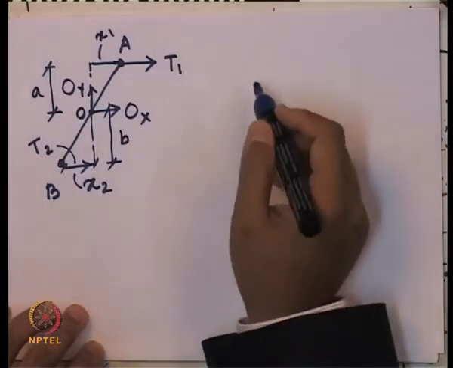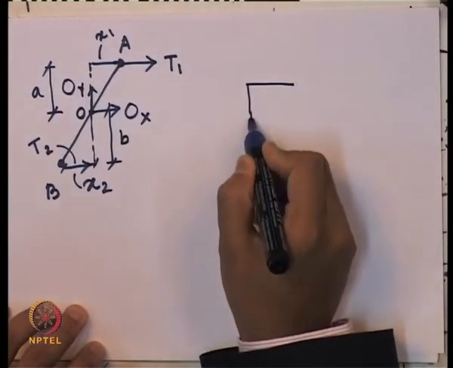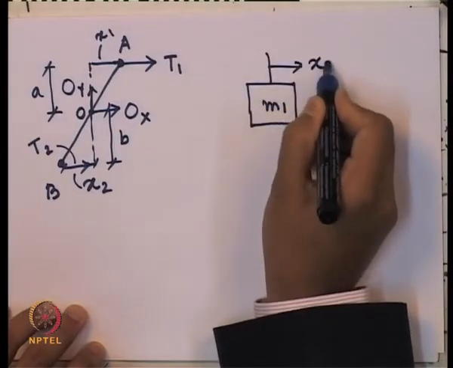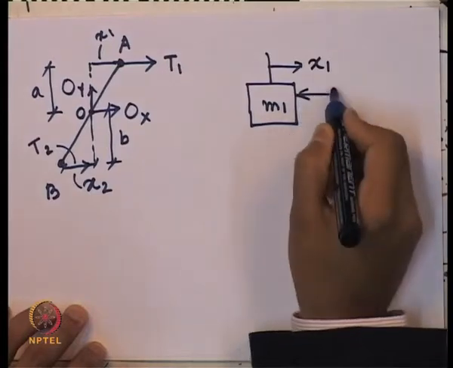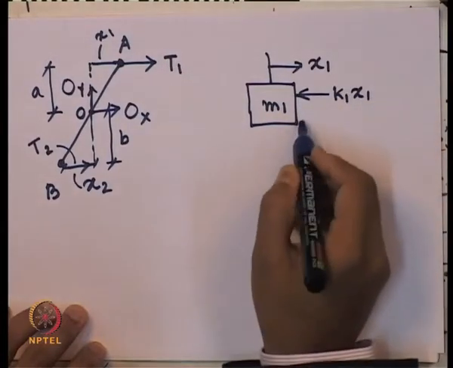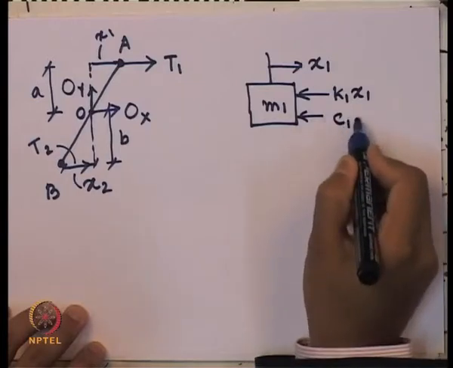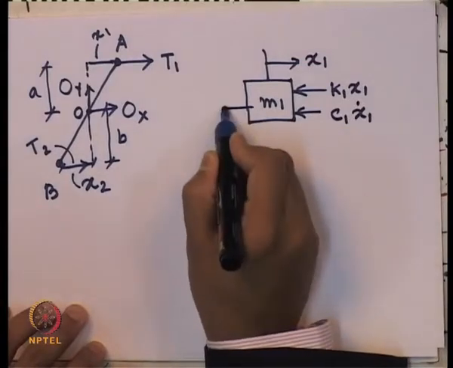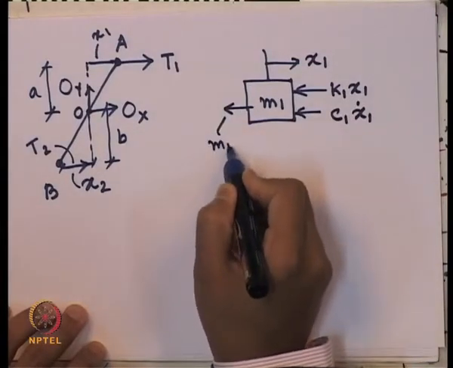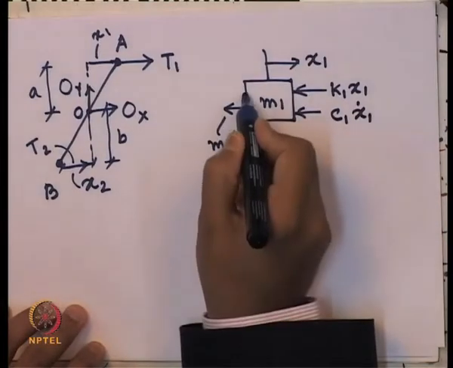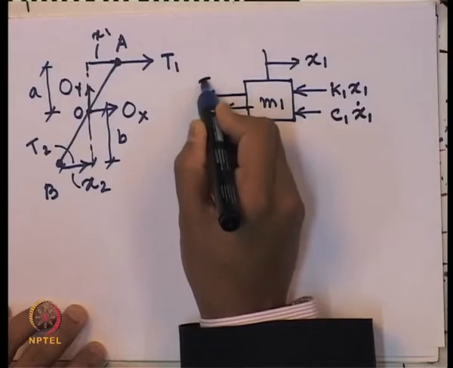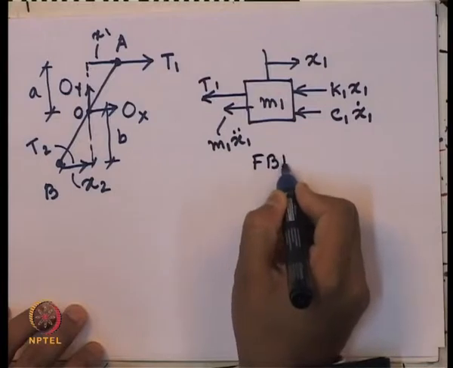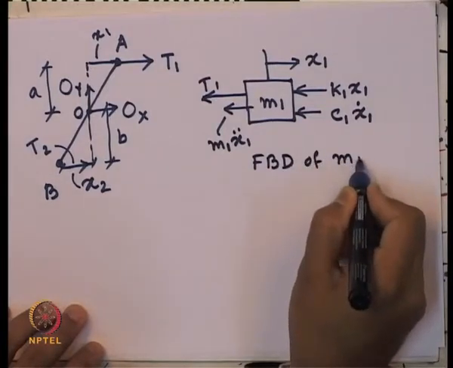If we draw the free body diagram of the masses, how will it look? For M1, we have x1, so the spring force will be K1 x1. Let me draw the damper force also for completeness, C1 x1 dot, and we have the inertia force M1 x1 double dot, and the force in this link is T1. So, this T1 balances through that link. This is the free body diagram of M1.